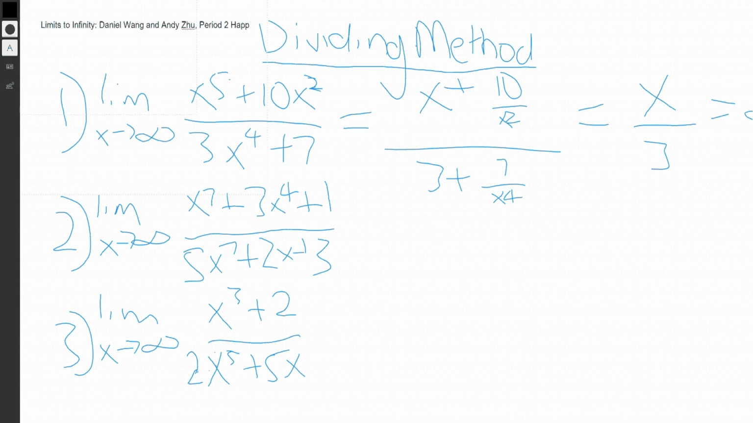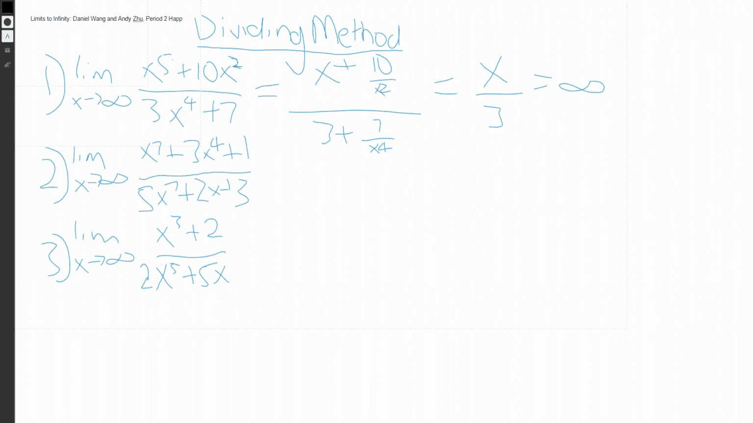In example 2, we have the limit as x approaches infinity of x to the 7th plus 3x to the 4th plus 1 all over 5x to the 7th plus 2x plus 3. In this case, we do the same thing, divide by the greatest power of x in the denominator, which is x to the 7th. We get 1 plus 3 over x to the 3rd plus 1 over x to the 7th all over 5 plus 2 over x to the 6th plus 3 over x to the 7th.